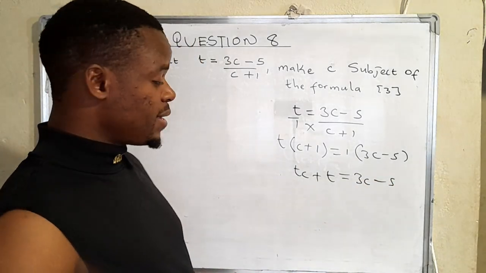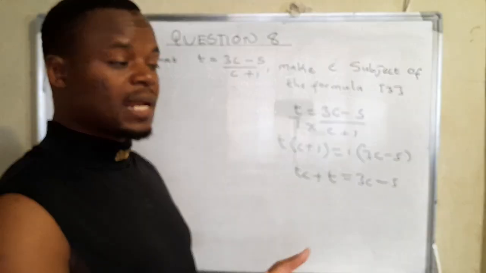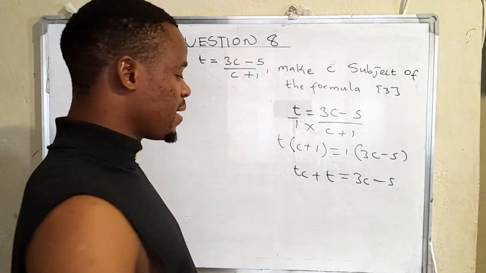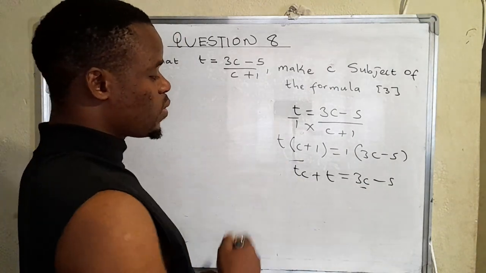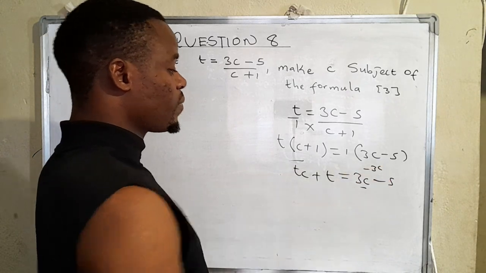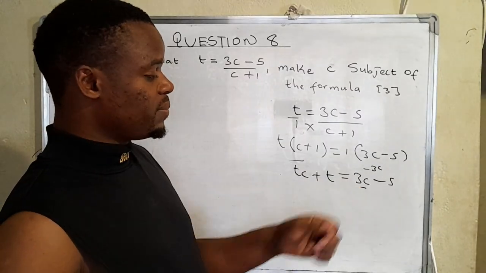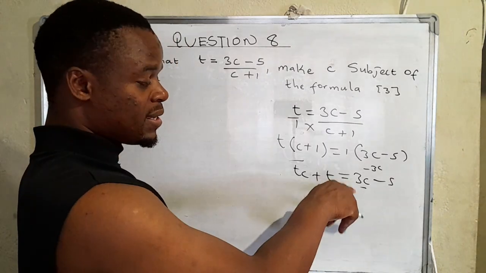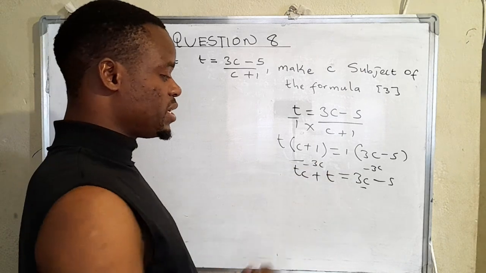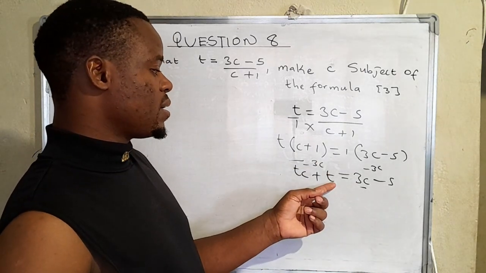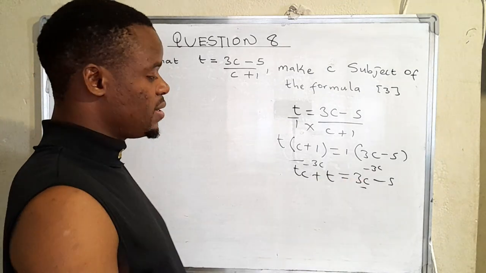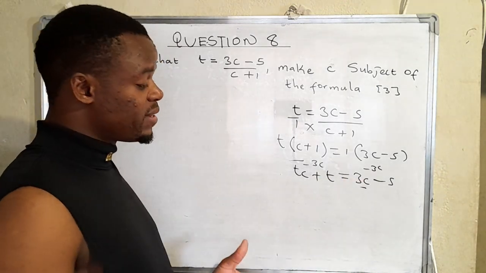Having expanded the brackets, we now have to collect the like terms on one side and the other like terms on the other side. So this one and that one are like terms. So we need to bring in the additive inverse of 3c. The additive inverse is minus 3c, since this one is positive. So equally this side, we're going to bring in minus 3c. First of all, let's deal with those first so that we don't have so many things to deal with.